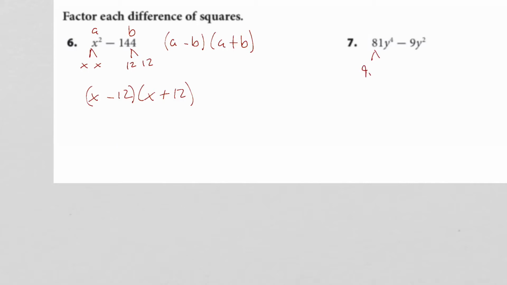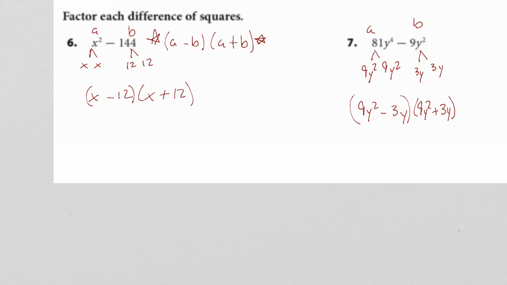81, this is going to be 9y squared, 9y squared, 3y, 3y, a and b, right? We're going to follow this format. So this is going to be 9y squared minus 3y times 9y squared plus 3y. And that's it. You're done.